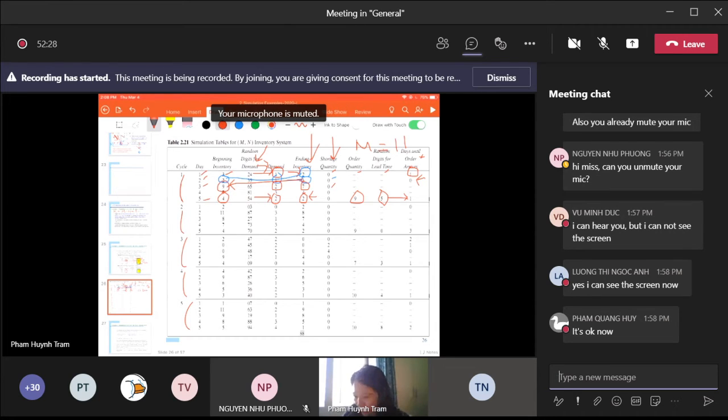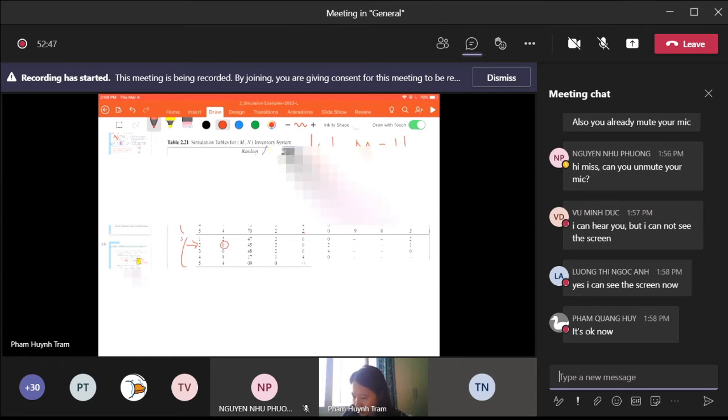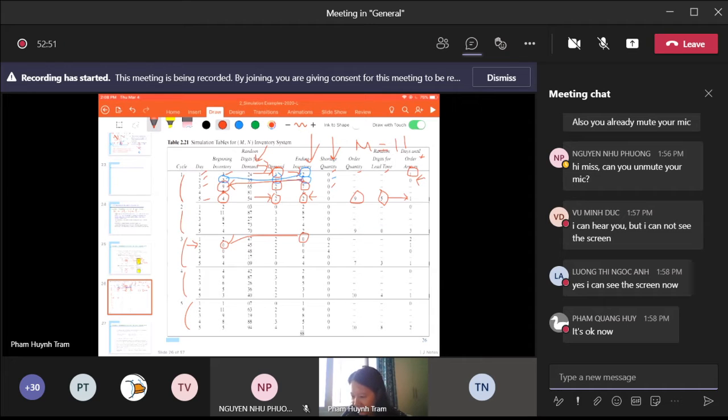Cycle 3, day 2. The beginning inventory of day 2 is 0. The previous day, the ending inventory on day 1 of cycle 3, is 0. So this is very dangerous. We have no stock, and unfortunately, we received 2 orders on that day. The demand on that day is 2.